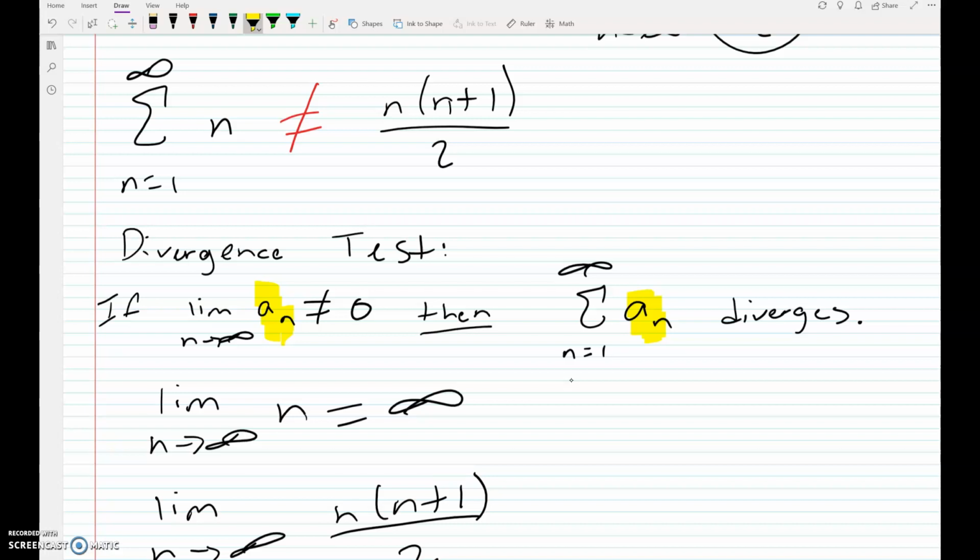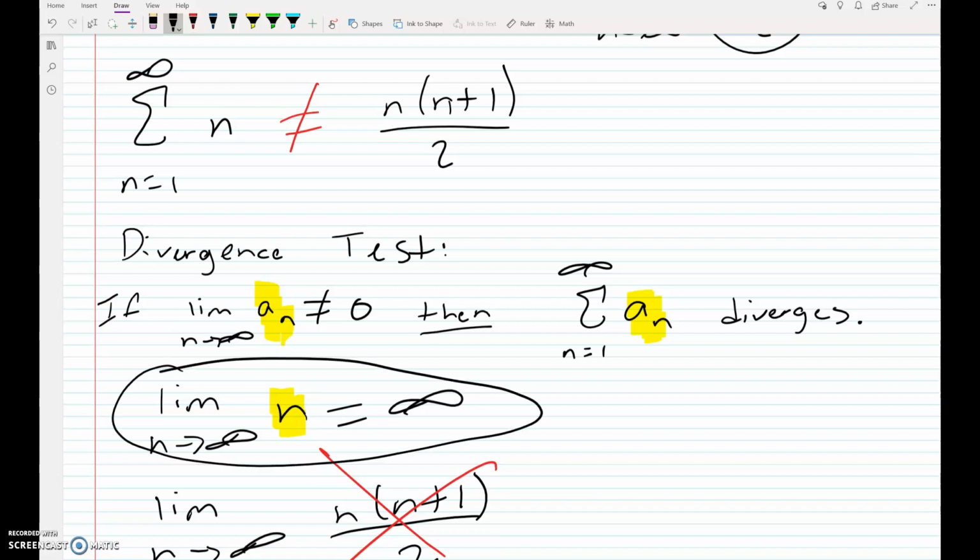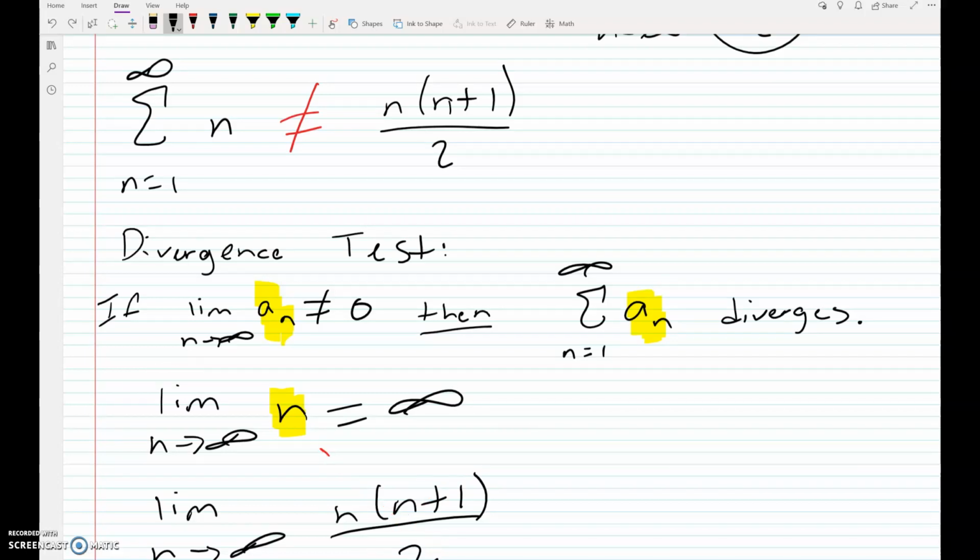So a sub n, in very simple terms, is the thing next to the sigma. Technically, for our example, the thing next to the sigma is n. It is not n times n plus 1 over 2. So if we wanted to use the divergence test, we would use this limit, not the second limit. If you looked at the limit as n approaches infinity for both of these examples, both of them approach infinity. But that's not always the case.